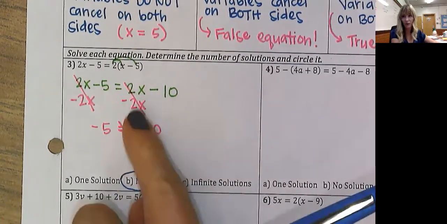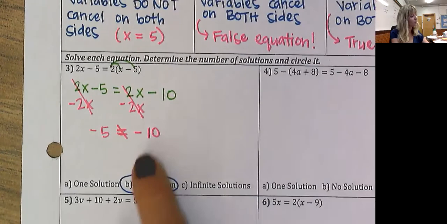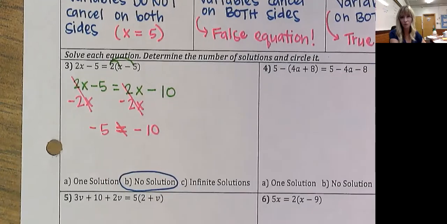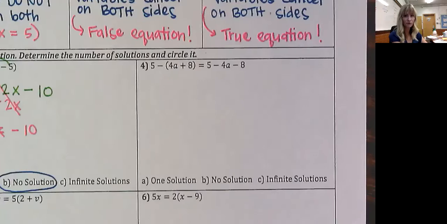Once again, because the variables canceled on both sides, and what we were left with was a false equation. That's never going to be true. No solution. Okay, let's try this again. Over here to number 4.